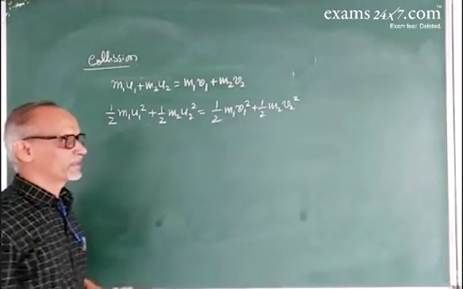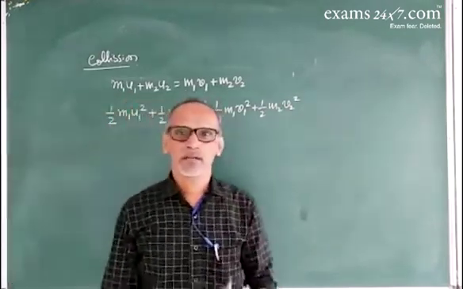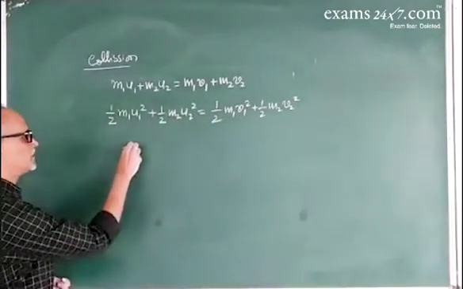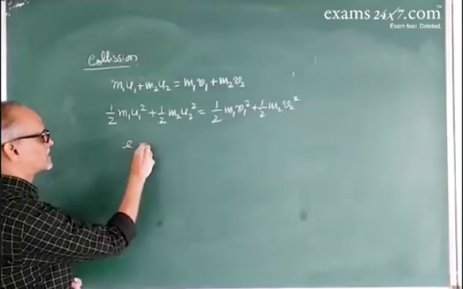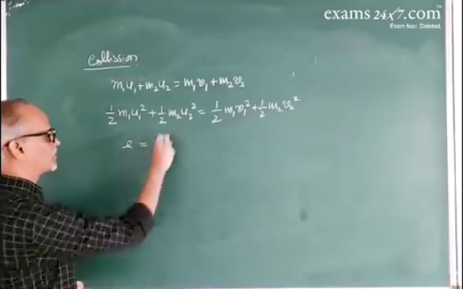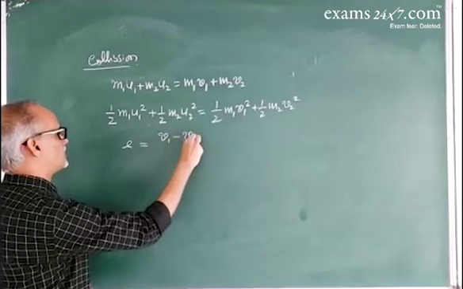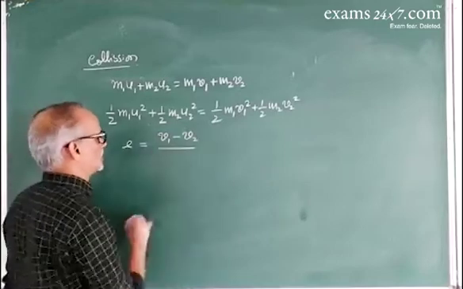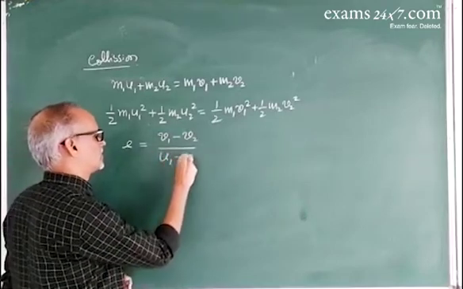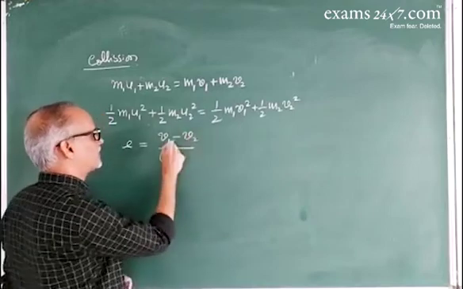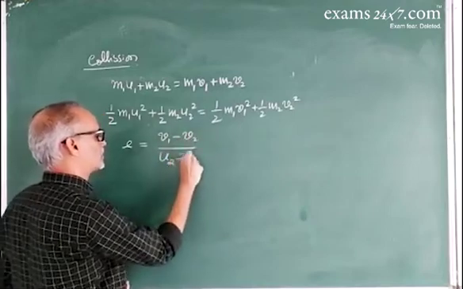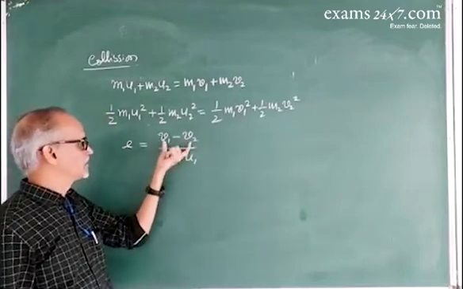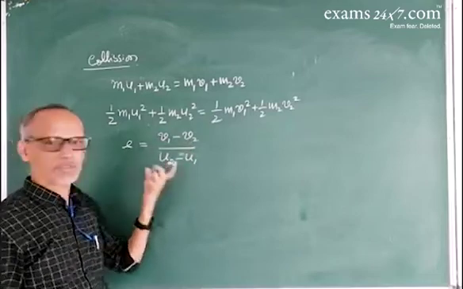And related to collision, we can measure a constant called the coefficient of restitution, which is denoted by E, and that is equal to the ratio of the relative velocity after the collision to the relative velocity before the collision. V1 minus V2 is equal to U2 minus U1. A ratio of relative velocity after collision to the relative velocity before the collision.